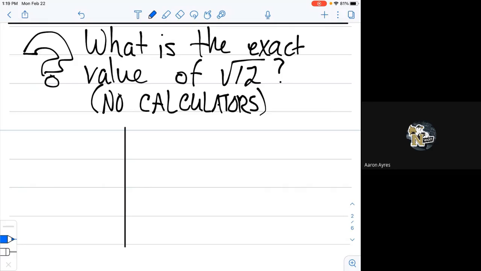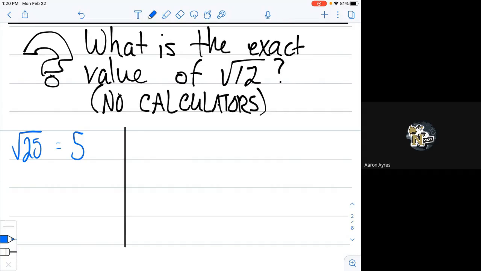But for this method, you have to know your perfect square values. For example, you have to know 1 squared, 2 squared, 3 squared, 4 squared, 5 squared, and what those all represent. Here's the idea. The square root of 25 is what? 5.